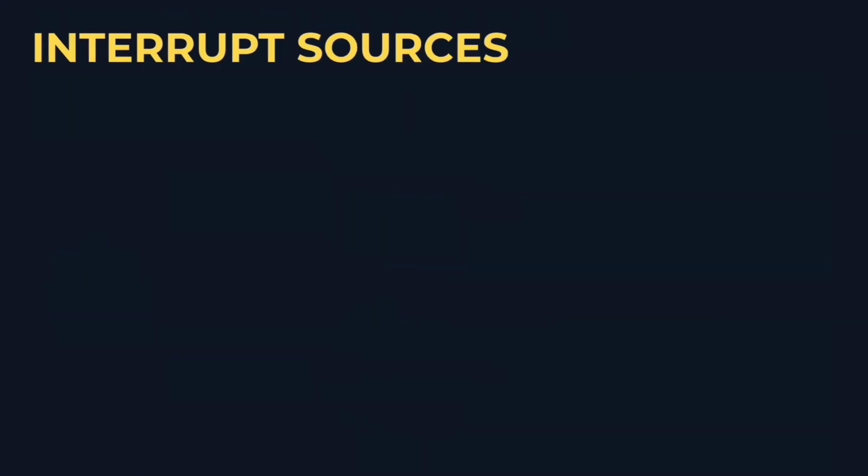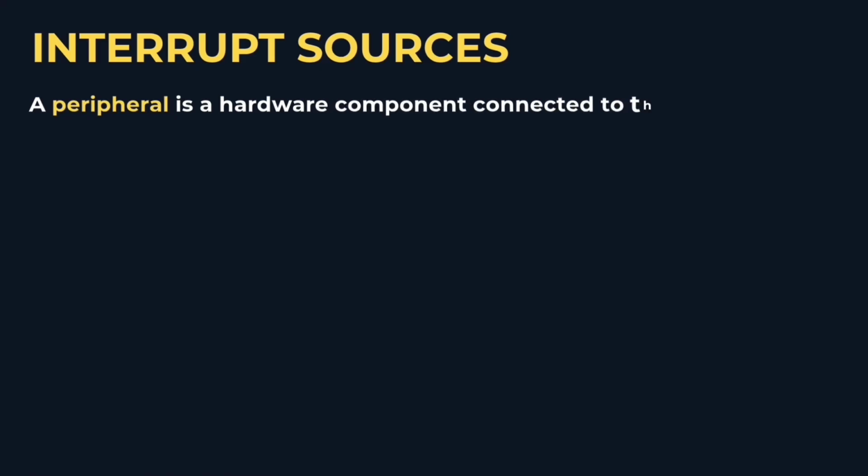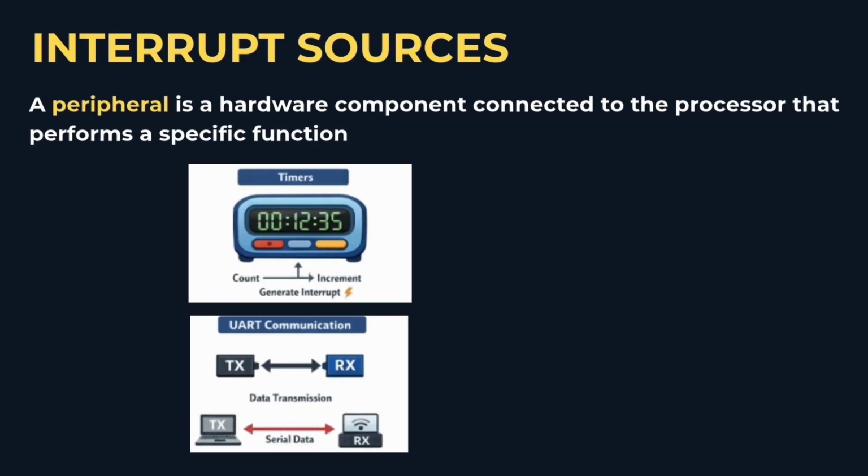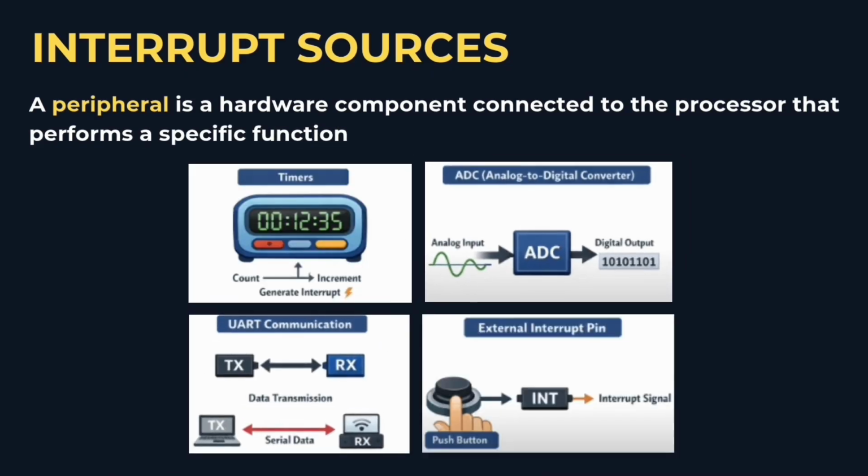Interrupts can be generated by different peripherals. Peripheral is nothing but a hardware component connected to the processor that performs a specific function. Examples of peripherals that can generate interrupts include timers, UART communication modules, analog to digital converter, external interrupt pins.